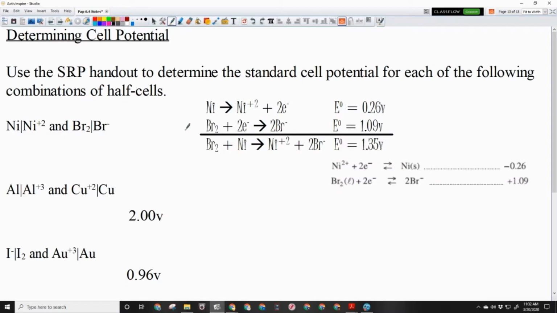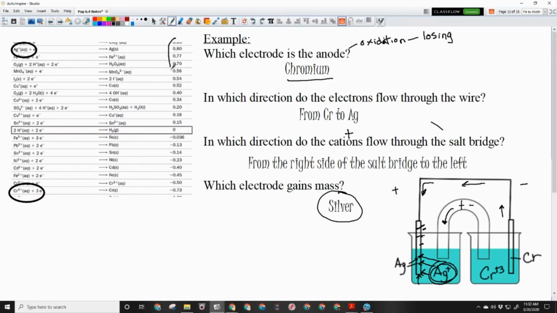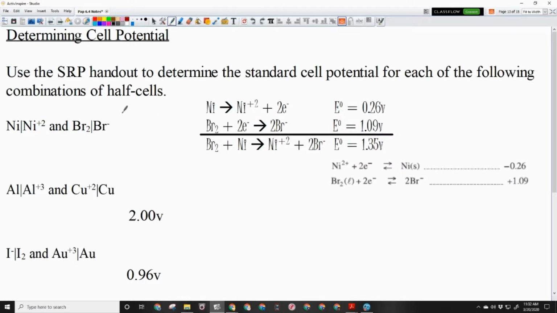Okay, determining the cell potential. So determining the voltage of the cell. The way that you determine the voltage of the cell is that you look at the cell potentials on your SRP. So you're going to be looking at these numbers right here that are on the far right side. So here we're working this first example out for you. In this example, we have nickel going to nickel +2.